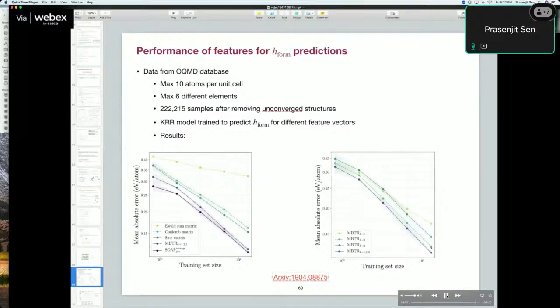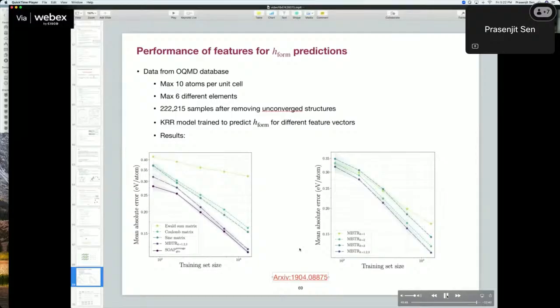If you take individual features, k equal to 2 seems to perform the best, followed by 3, and MBTR1 performs the worst. Not surprising. You are only taking information about the constituent elements, their Z values, and nothing else. So that goes with our physical intuition. This is just an example of how different features perform in prediction of formation energy for inorganic materials obtained from OQMD.